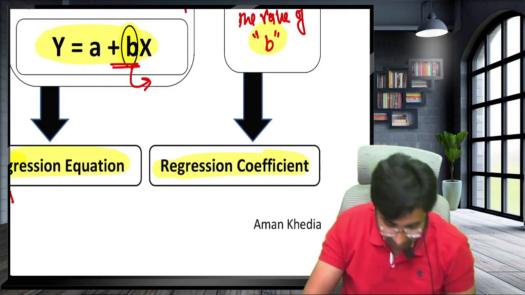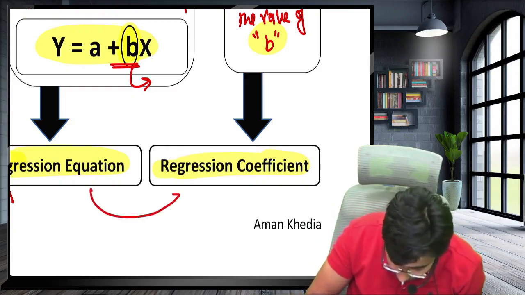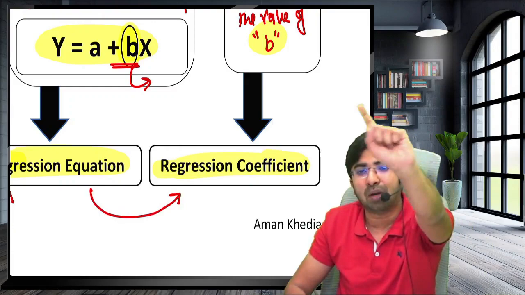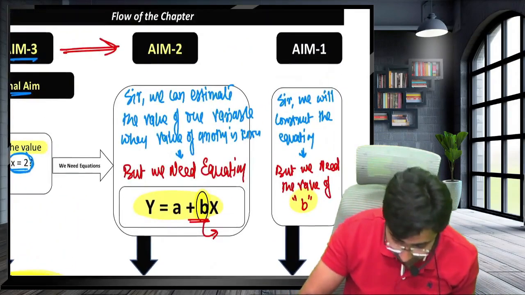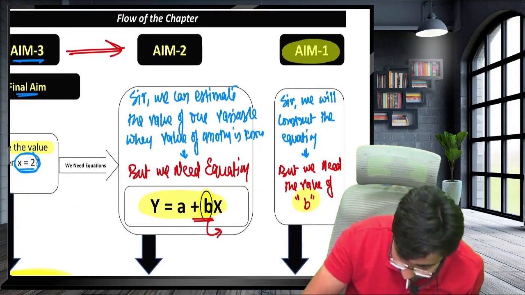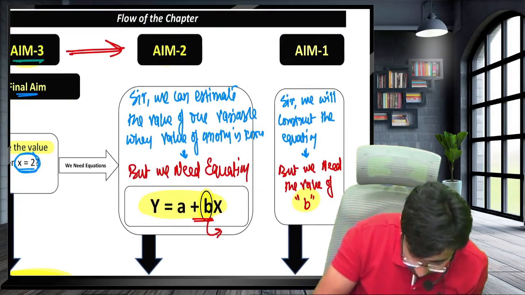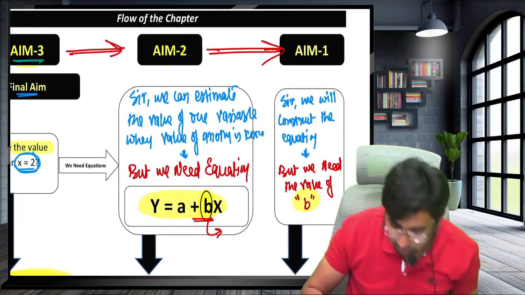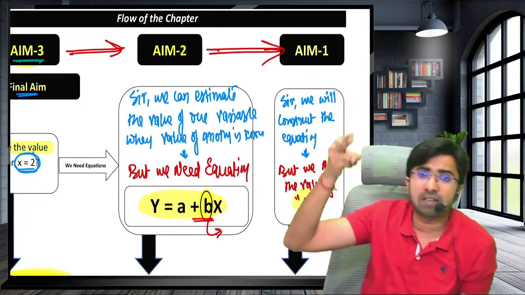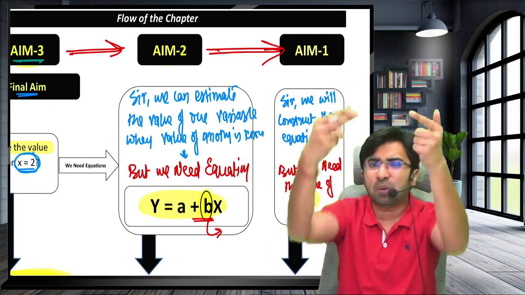I cannot achieve aim number 2 unless I have achieved the aim number 1. And guys, here come the 3 aims in this chapter: aim number 1, aim number 2, and aim number 3. Because once you achieve aim number 1, you have the value of b. You will put it in y equal to a plus bx.